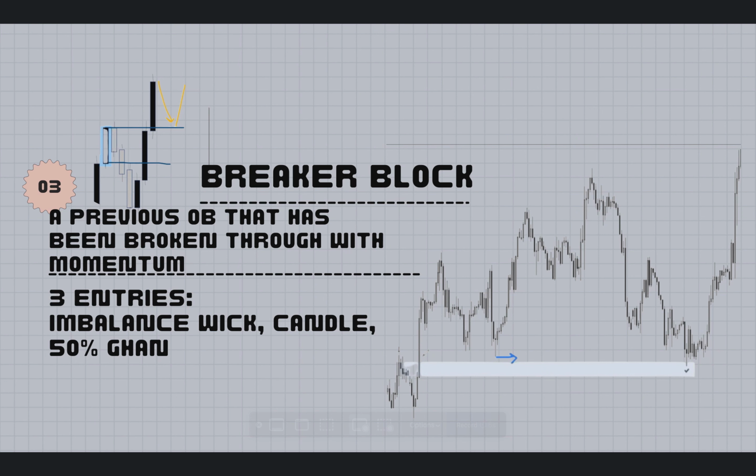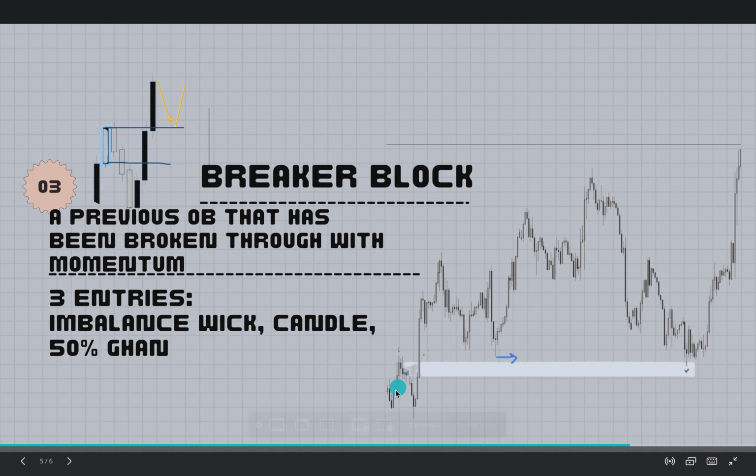So let's go ahead and further dissect what a breaker block is. As I said before, breaker blocks only work in efficiency setups, setups that need an imbalance which needs to be collected. So it's a previous order block that has been broken through with momentum. As you guys can see, we had probably a little range being created here and lows being created and a supply zone being created.